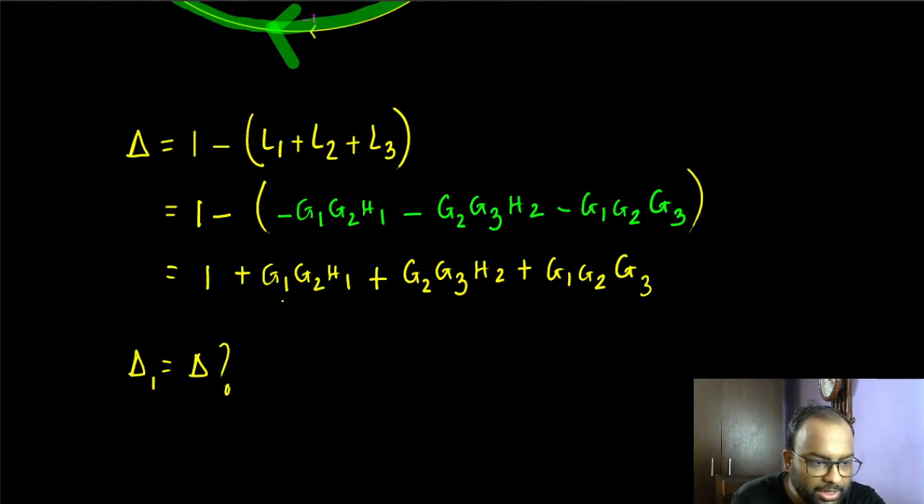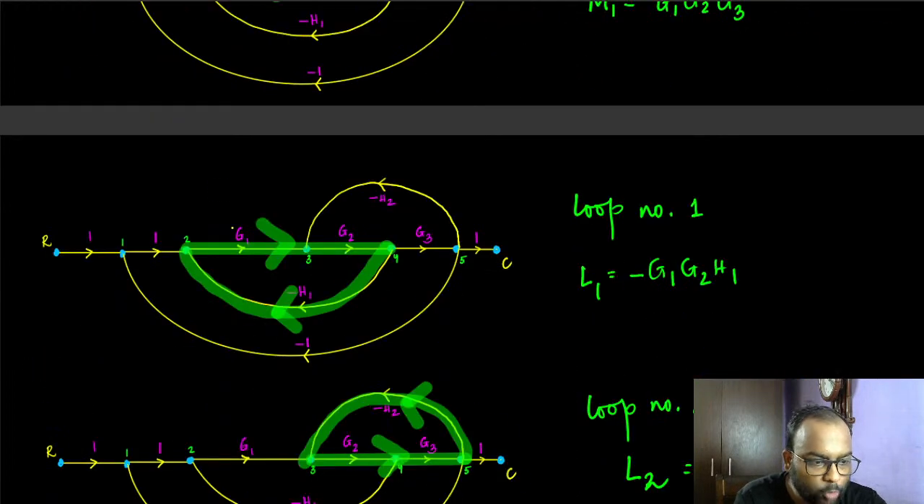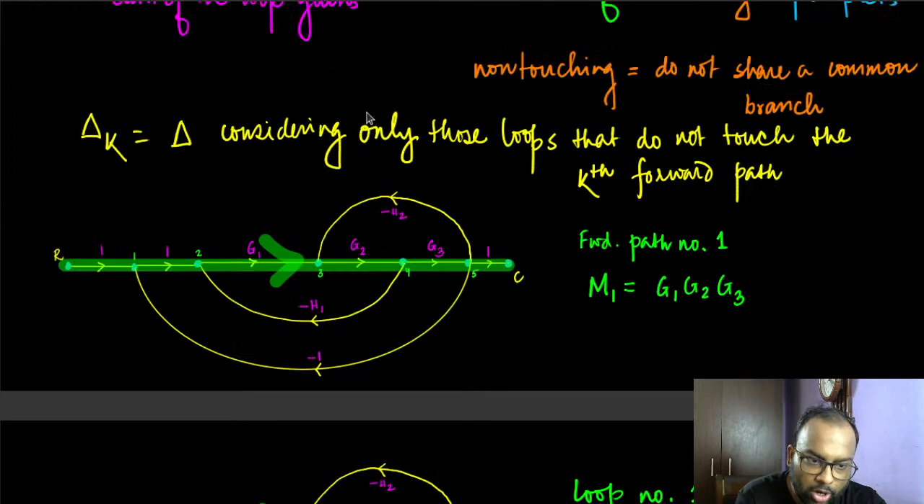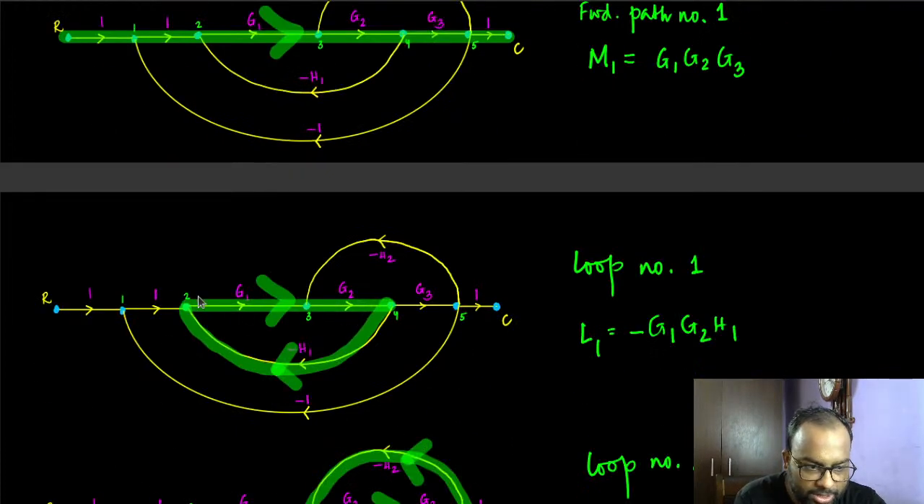Let's see which are the loops. I have 3 loops: loop 1, loop 2, loop 3. I have to disqualify some of them, right? So let's talk about loop 1. This is loop number 1, and this is your first forward path, the only forward path here. Do they share a common branch? Yes, they share a common branch. So loop number 1 is gone, you can ignore it now.